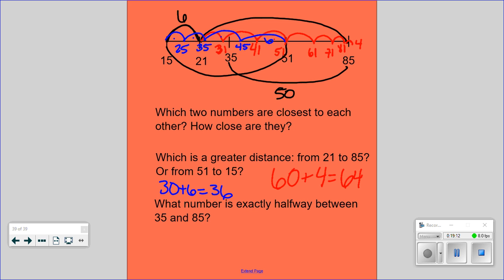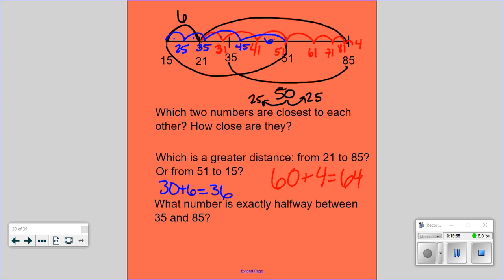So if it's a difference of 50, what's going to be the middle? How many numbers do I need on the left, and how many numbers do I need on the right? If I split 50 in half, how many numbers do I need on each side? Remember, this is something plus something equals 50, and it's the same number. Eliana? 25. 25 plus 25 equals 50.